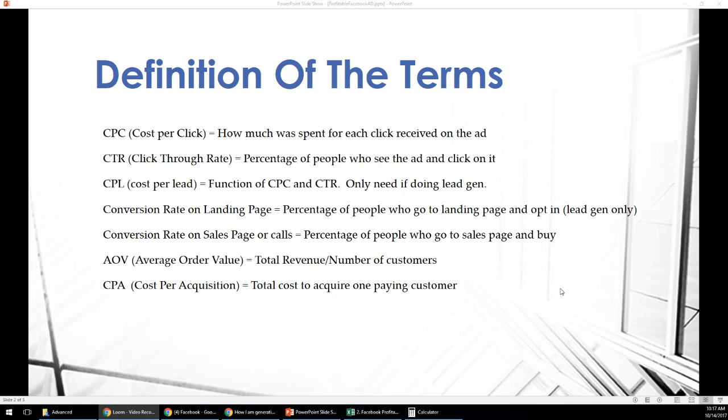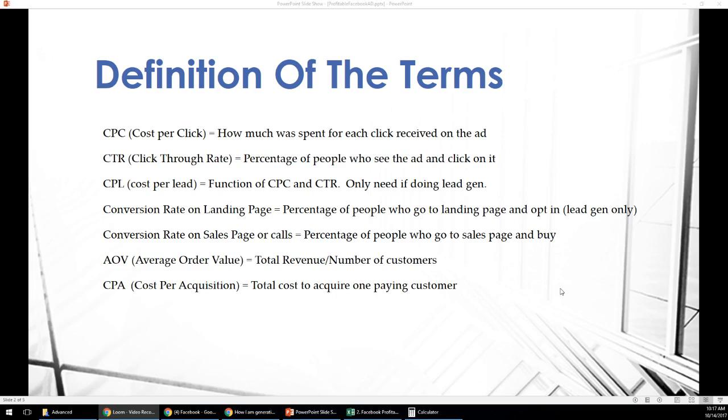Conversion rate on sales page or calls is the percentage of people who go to the sales page and buy, or the people that we call and then they buy from us. This is a little bit more complicated, and the calling part, because that's not something that we can track. You would have to trust the client that you're working with to give you exact numbers on the sales that they have closed based on the information and leads that you have sent to them, in order for them to be able to call that person back and get them to buy.